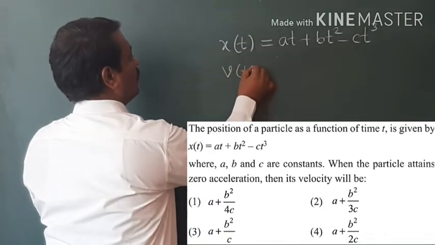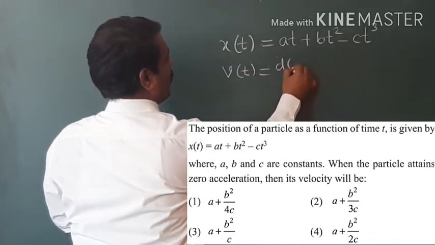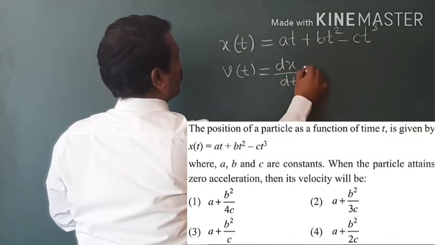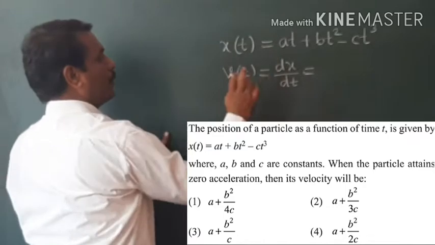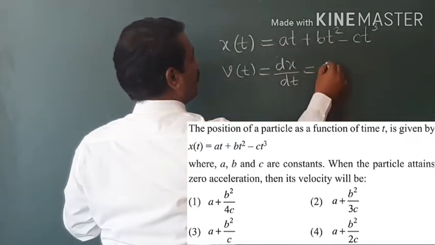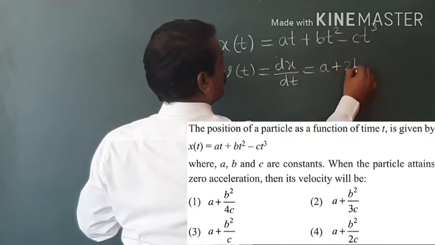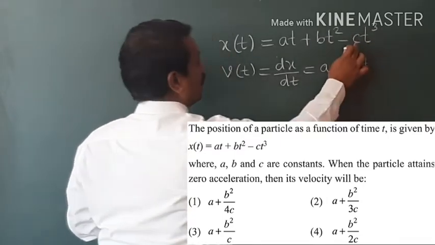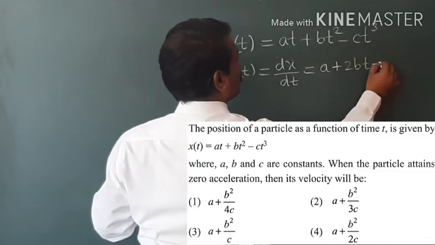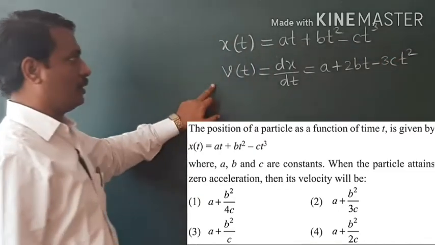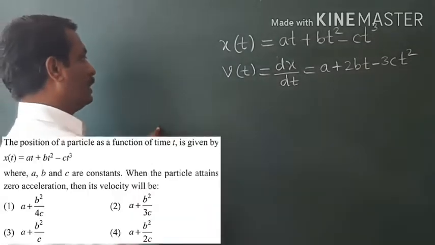So velocity is given by dx by dt. So we differentiate this with respect to time. So differentiation of at is a, plus differentiation of bt square is 2bt. Then the differentiation of ct cube is 3ct square. This is velocity.